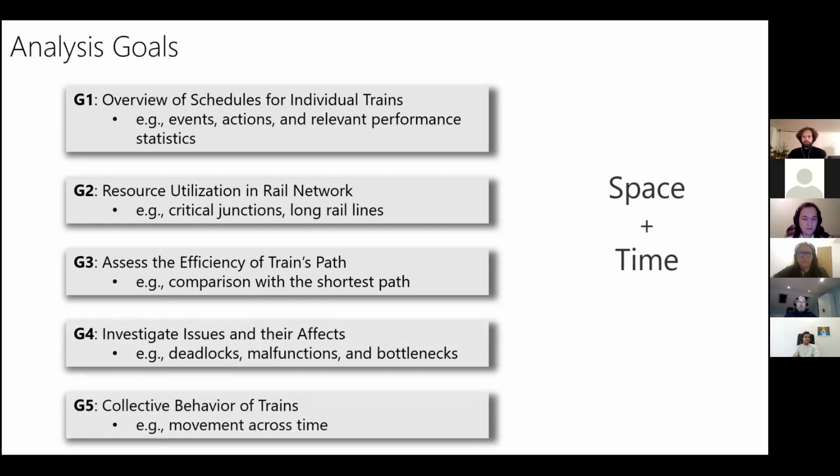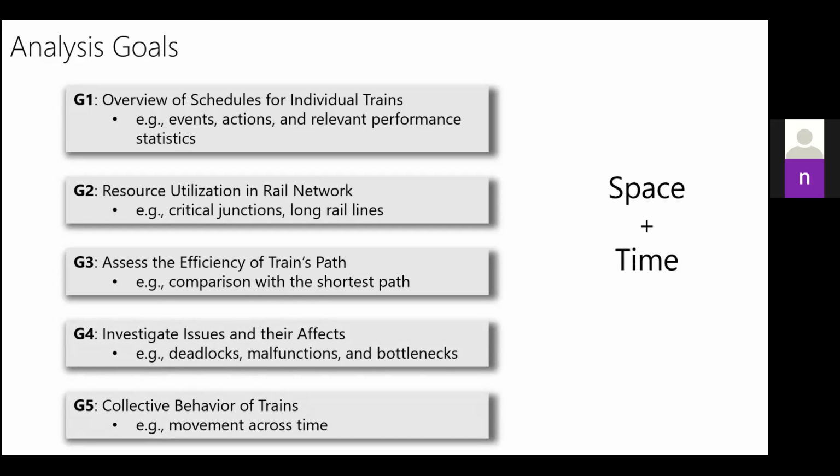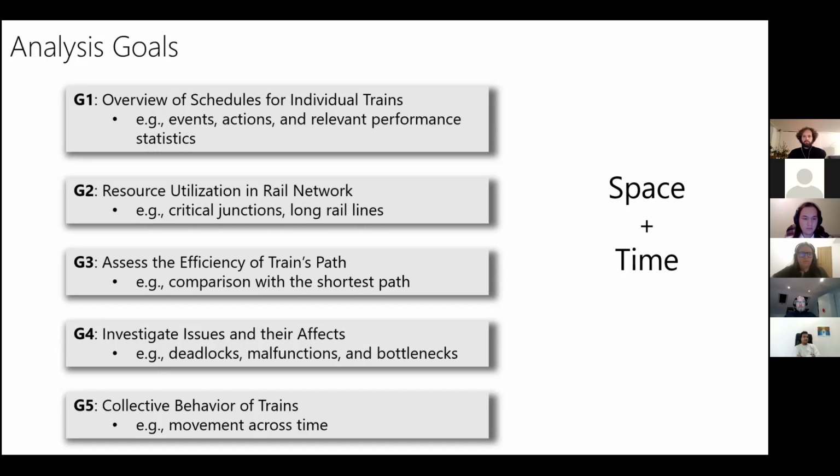Finally, experts highlighted the need to explore scheduling strategies exhibited by the collective movement behavior of a group of trains. Such exploration is required to understand whether trains are collaborating by reacting to the actions taken by other trains or not. It is clear from the analysis goals that the approach should provide both spatial and temporal perspectives through the visual analysis.